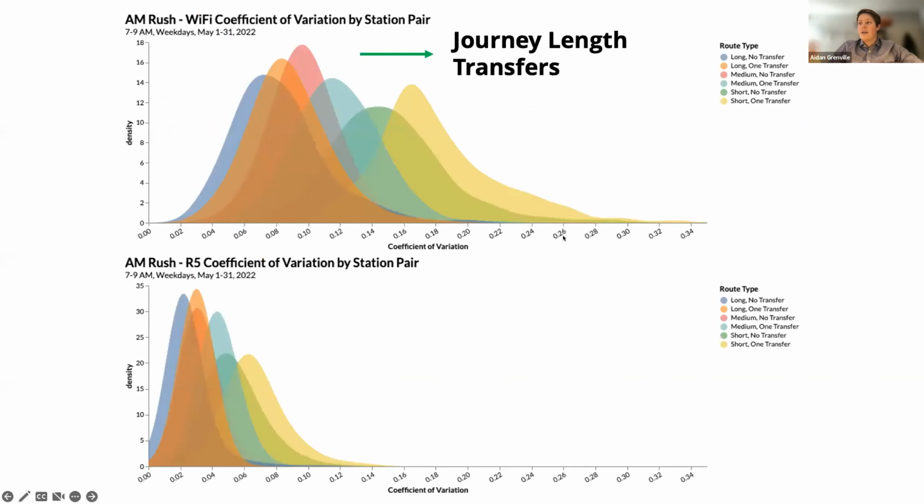Here we're seeing these density distributions of the coefficient of variation based on the type of journey. As a reminder, the coefficient of variation is a relative measure of the standard deviation relative to the length of the trip. Perhaps unsurprisingly, we can confirm that short journeys with a transfer, and just generally short journeys, are far more variable relative to their overall journey time. And this variability is driven by both journey length and transfers.